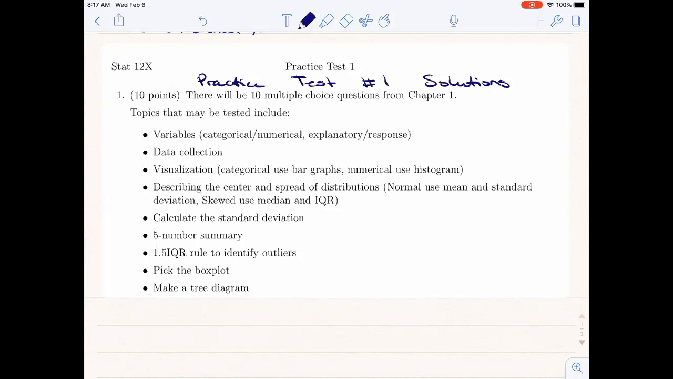Data collection, kind of vague, but what we landed on was that everything just has to be randomly selected. At its core, everything has to be randomly selected.